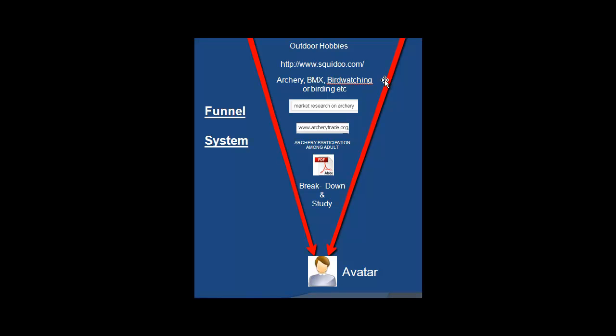So I went back into Google. Google it again: market research on archery. And one of the first biggest websites that came up is archerytrade.org. At the bottom of that page, I saw these research materials: archery participation among adults. It's a couple of years old research market materials.